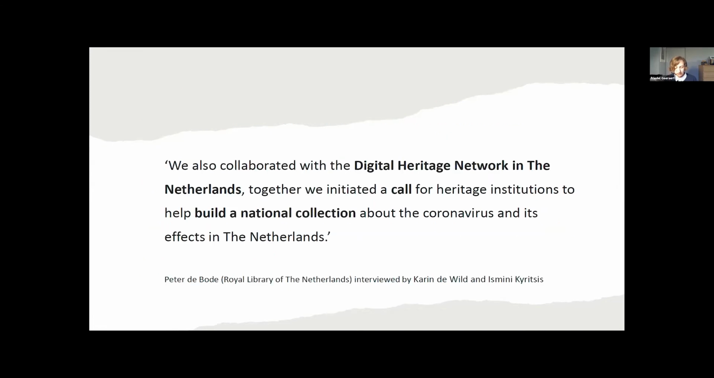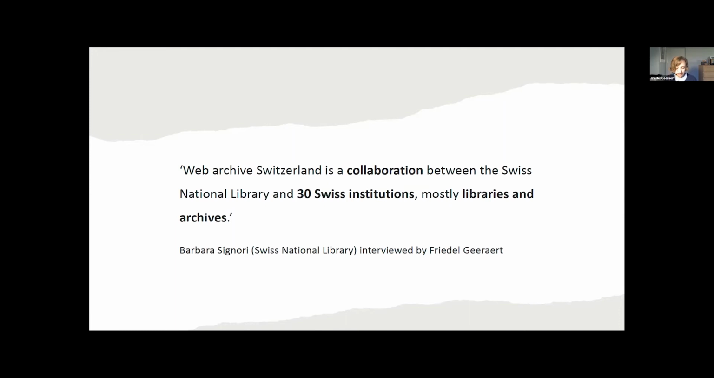In the Netherlands, a collaboration with a digital heritage network was set up in order to build a national coronavirus collection. And at the Swiss National Library, they rely on a network of partner institutions, mostly libraries and archives, to help curate the COVID-19 collection.